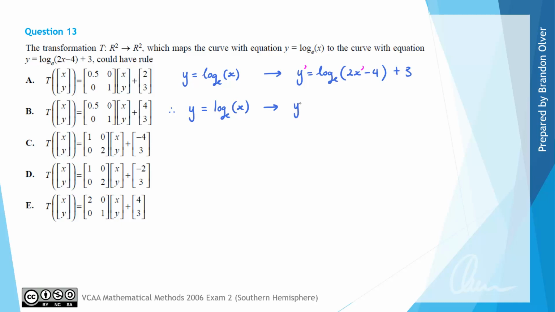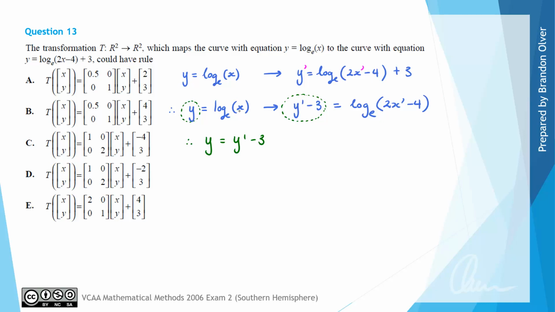So the y dash term, we can subtract 3 from it, and that's about all we can move easily onto the y. So the other part of this will be equals log e of 2x dash minus 4, and we can't really rearrange any more. But what we can say is that this y is in the same position as the y dash take 3. So we can say, therefore, y is equal to y dash minus 3.